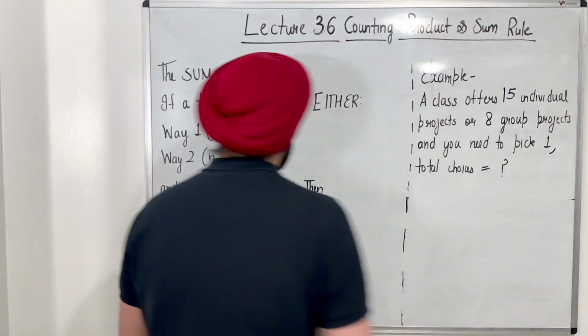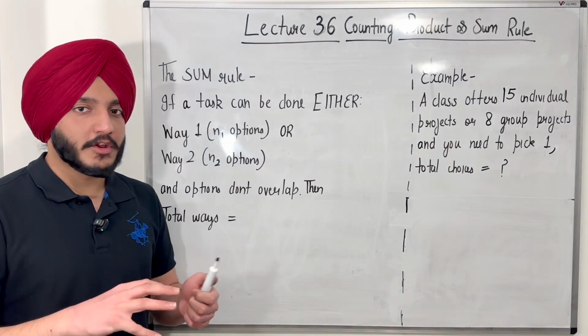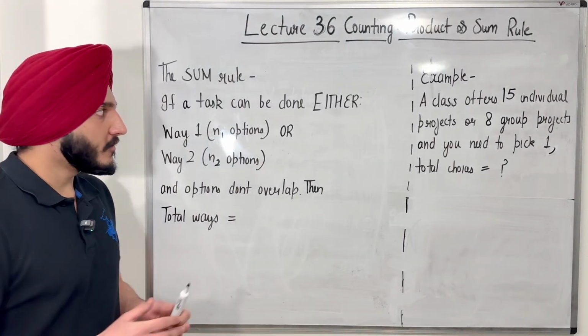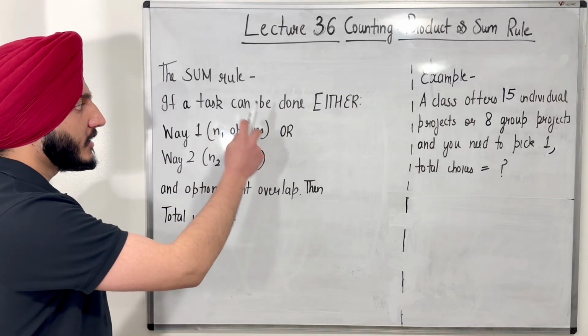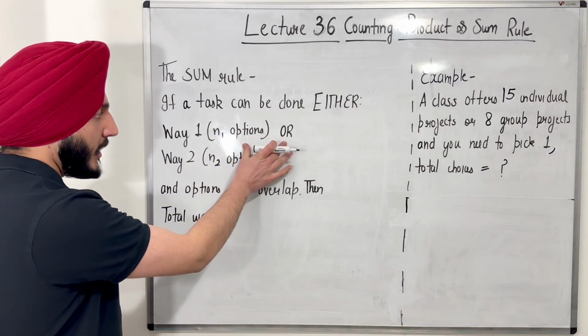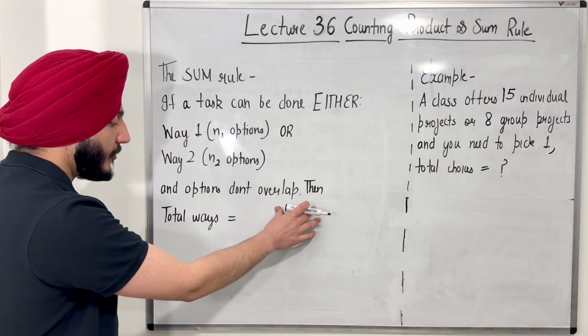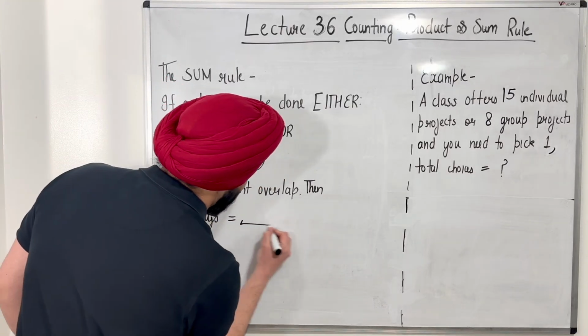Okay, so now let's try to understand the sum rule. This is going to be, once again, very easy to understand. In this case, I've been given: if a task can be done either way 1, where you have n1 options, or way 2, and the options don't overlap, then what would be the total number of ways?